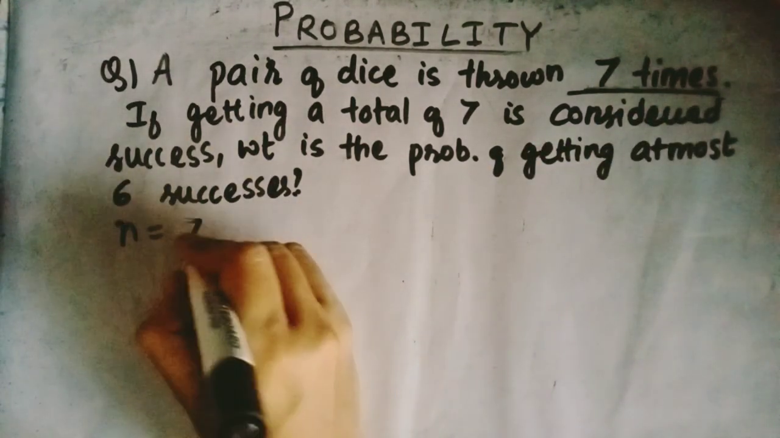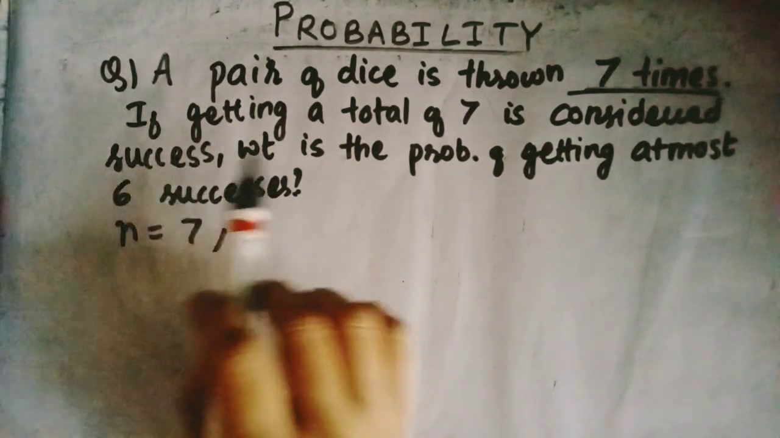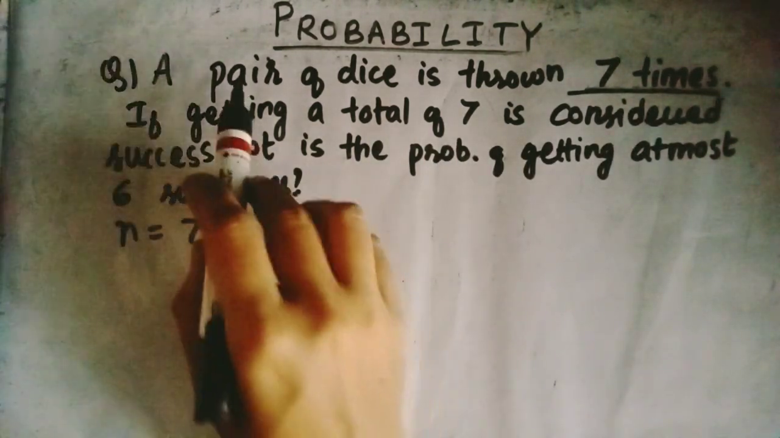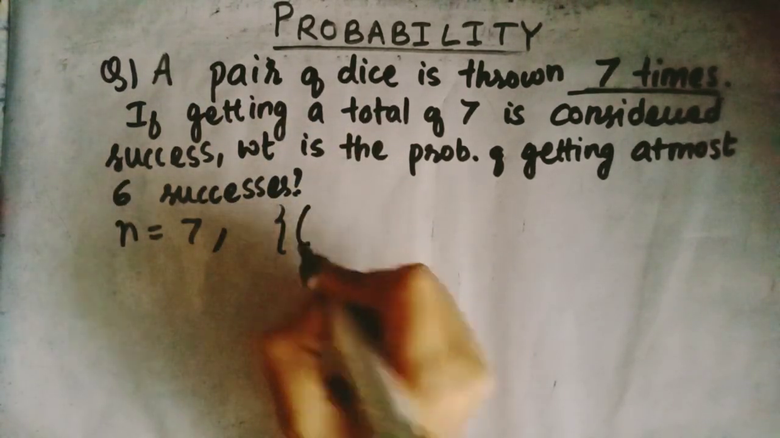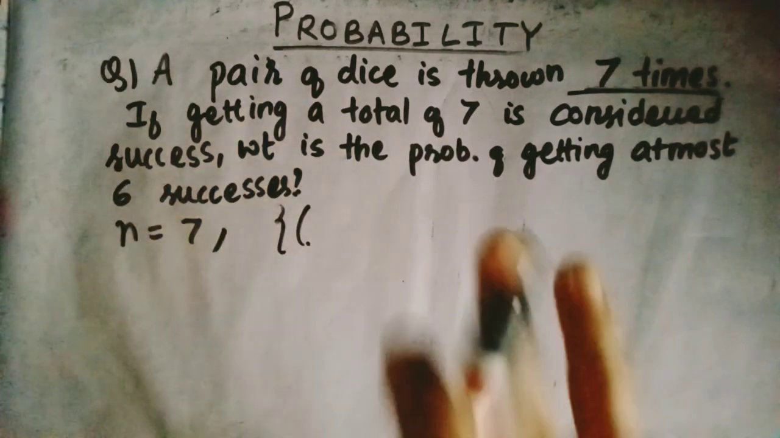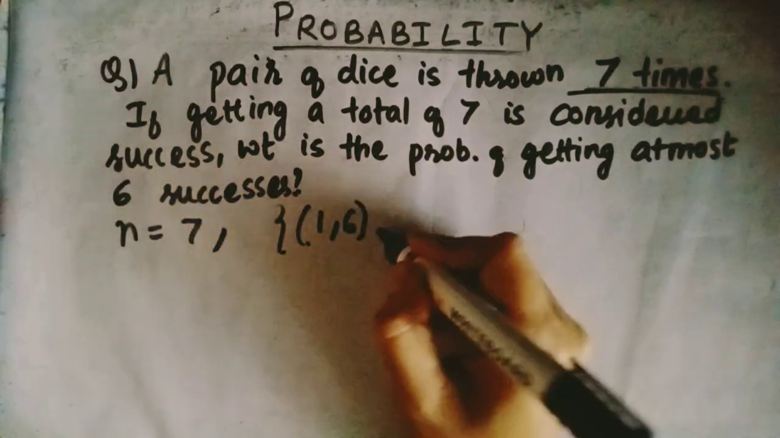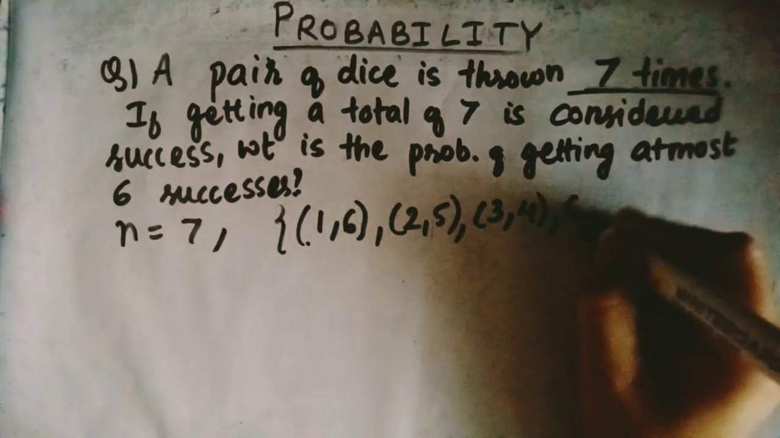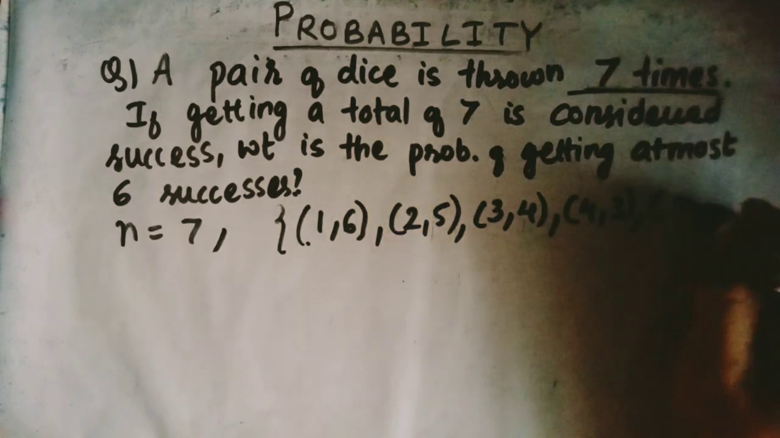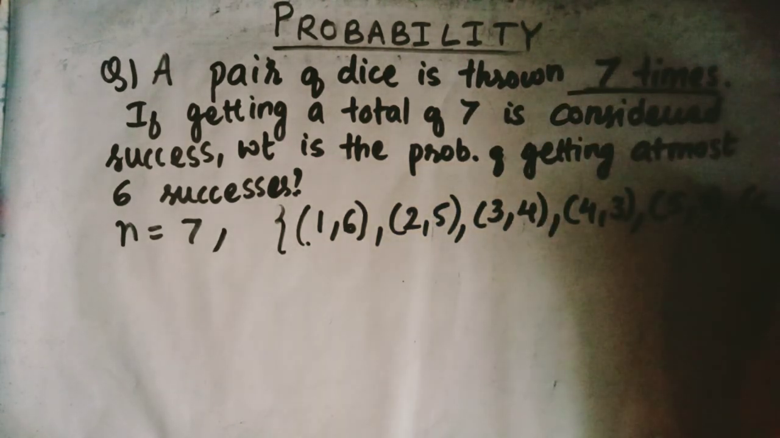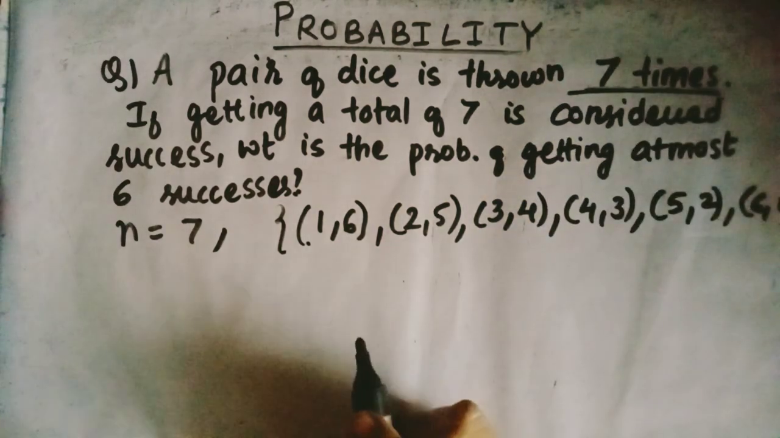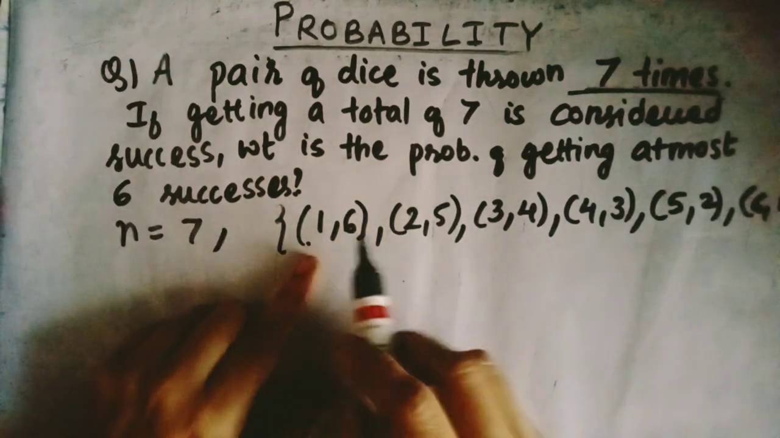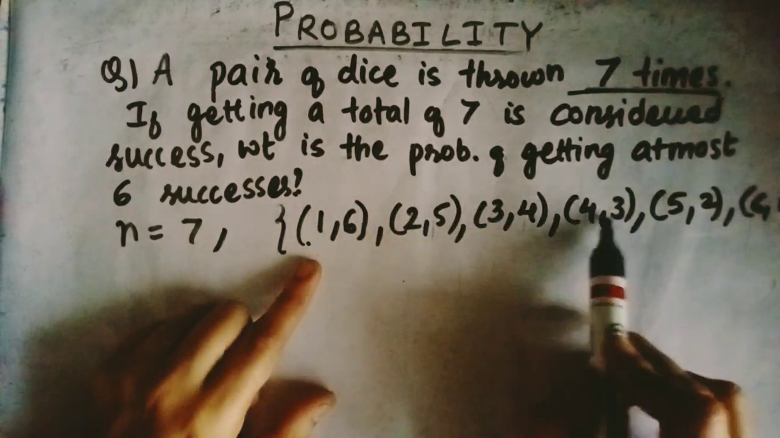So n is your 7. And they have given that getting a total of 7, so you have to find, this is a pair of dice rolled, right? So what will be the outcomes? Total should be 7, so it will be 1 and 6, 2 and 5, 3 and 4, 4 and 3, 5 and 2, and 6 and 1. So here we are getting total 7. So total number of favorable outcomes is here 6: 1, 2, 3, 4, 5, 6.